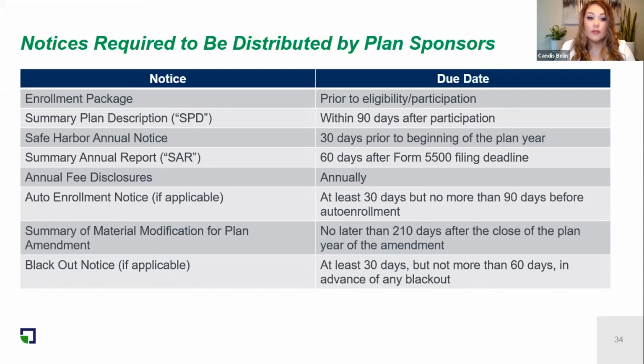And then any summary of material modifications for plan amendments, those are due 210 days after the close of the plan year of the amendment. And then if you decide to change record keepers or move from brokerage account to brokerage account, you're going to need to provide your participants with a blackout notice. And that is due at least 30 days, but no more than 60 days in advance of any blackout. That's just to describe what's going to be happening with the investments, that they're going to be on hold until the funds are moved.